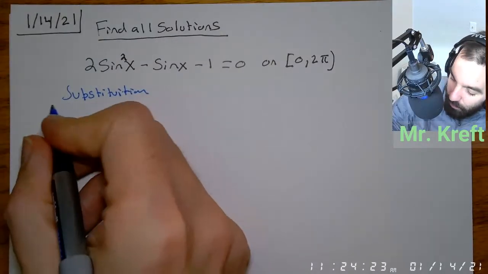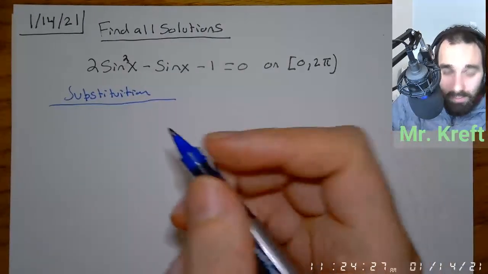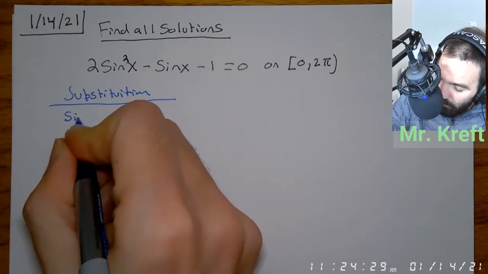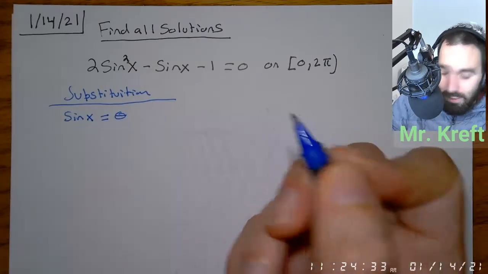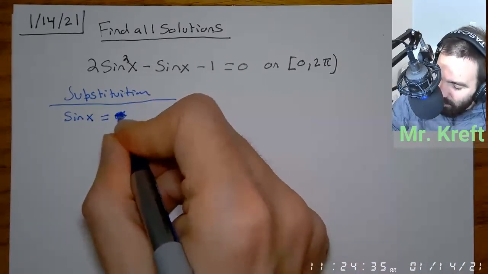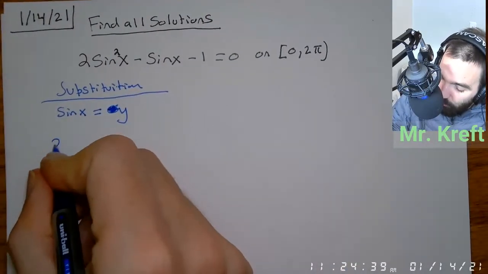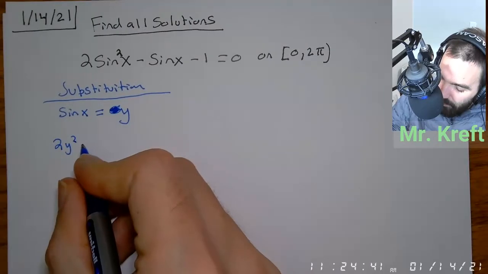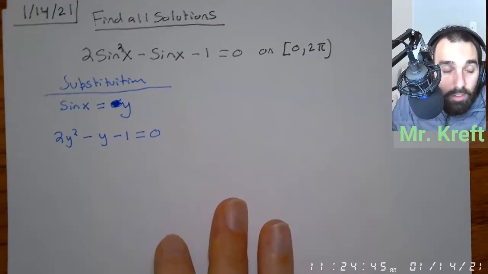That's a weird word. Okay, so the first thing you have to do in substitution is identify what you're replacing. In this case, I'm going to call sine of x, let's just call it theta. No, because we use that for angles. Let's call it y. Then I'm going to rewrite what I have: 2y squared minus y minus 1 equals 0.